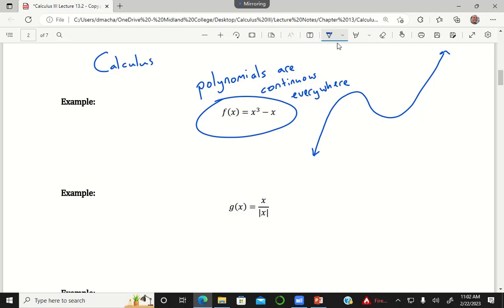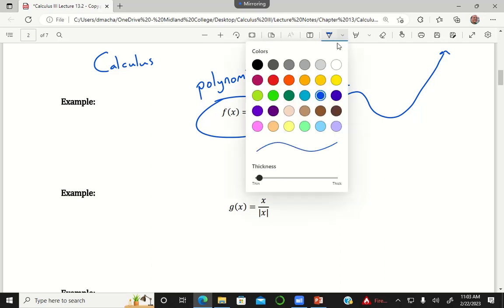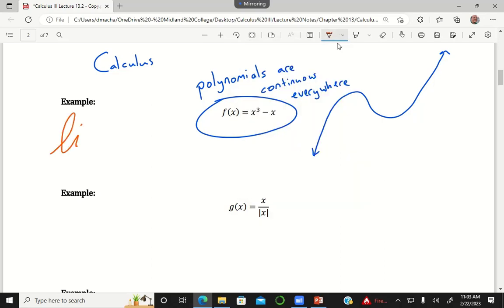And if there's no discontinuities, then anytime you're asked about a limit, you can just plug in the value, right? And so if I were to ask you about, for example, the limit as x approaches 1 of x cubed minus x, you just plug in 1 cubed minus 1, and then you find the limit 0, right? So super easy for continuous functions.